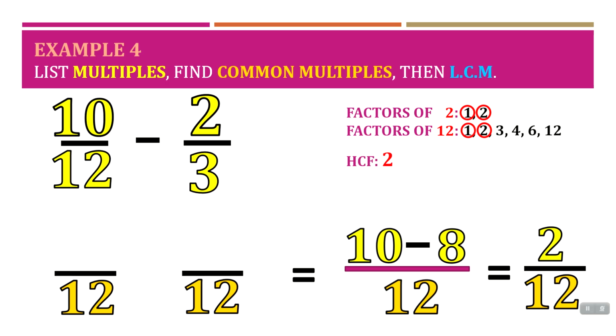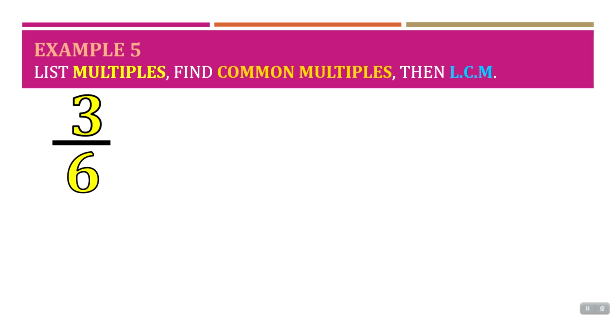2 will not always be the HCF or the GCF. After you list the factors and circle them, you will determine what the HCF will be. Because in this case the HCF is 2, I am going to divide the 2 and the 12 both by 2. 2 divided by 2 is 1. 12 divided by 2 is 6. Therefore, our answer is 1 over 6 in lowest terms. And now our last example. 3 over 6 take away 2 over 8.